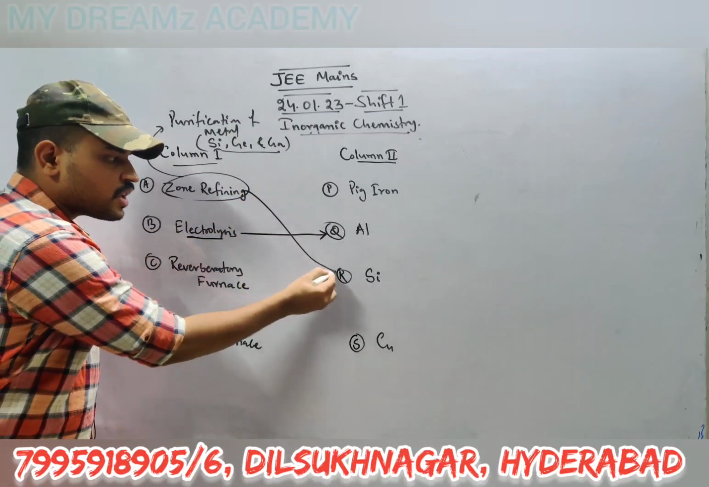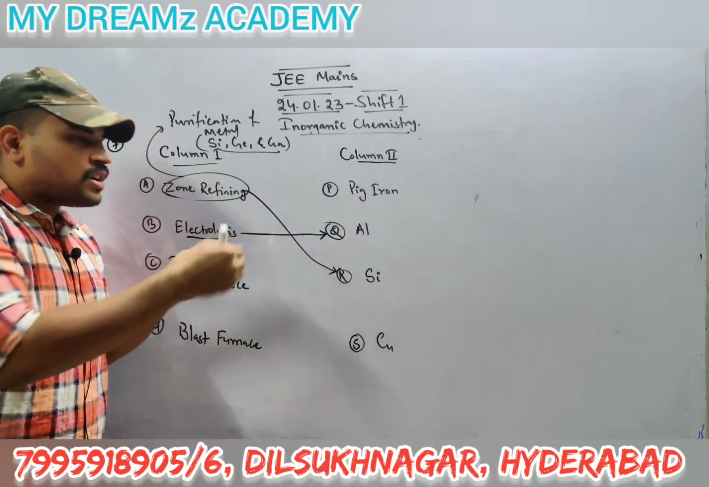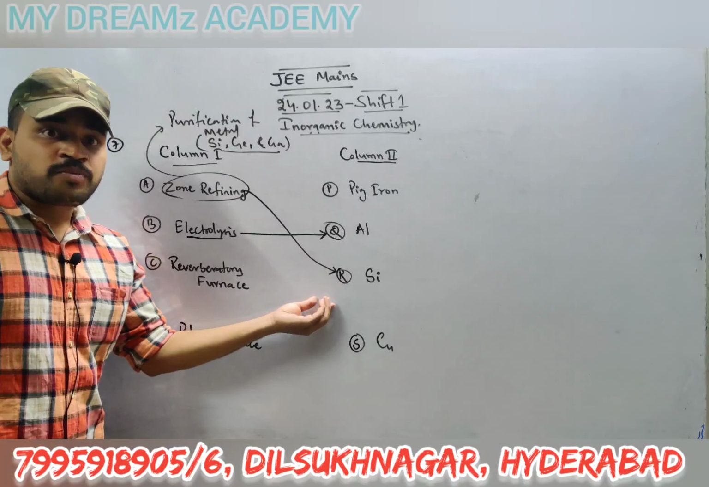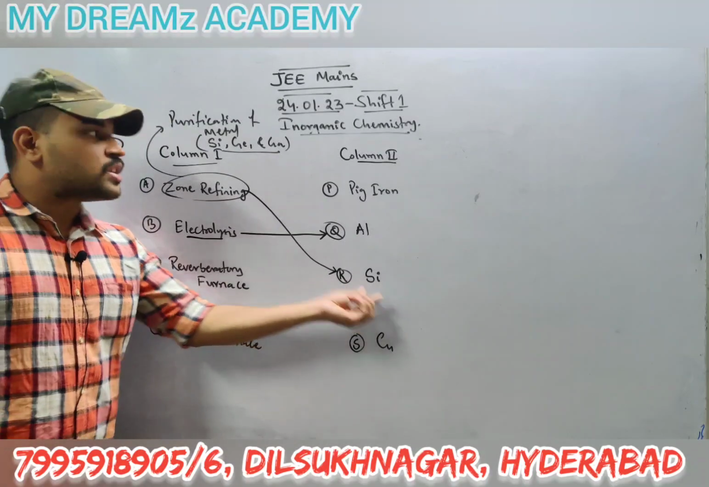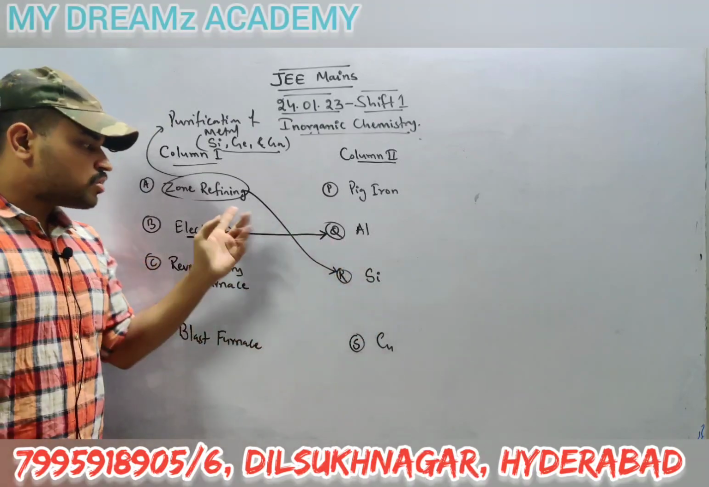So what we can write: zone refining is a technique used to purify impure metal. Which metal is that here? Silicon. So silicon, germanium and gallium. Which metal is there here? Silicon. So this is the option.